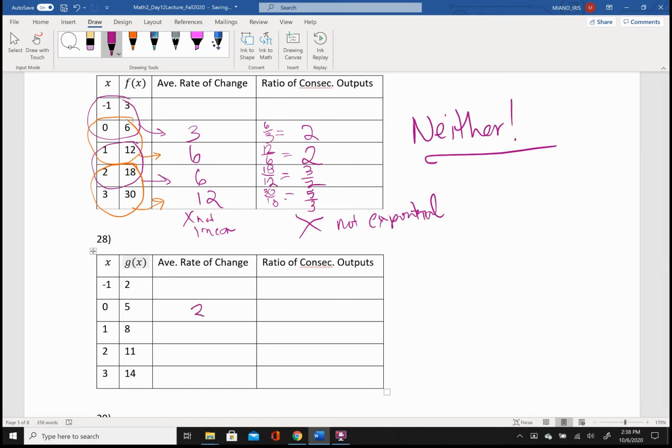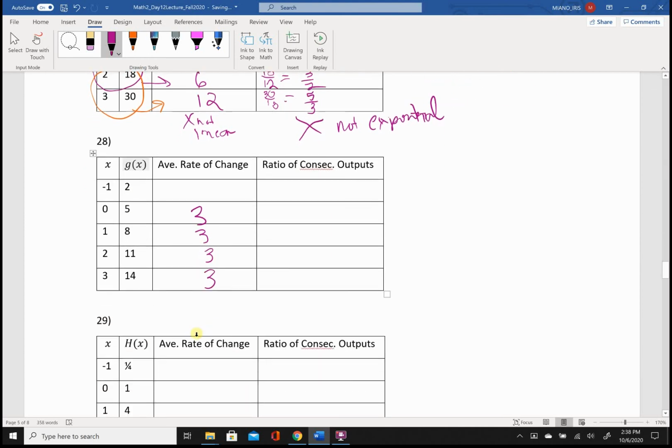So starting here, you'll notice that the average rate of change here is 3. It's 3, 3, and 3. Since the average rate of change is the same for all these consecutive inputs and their corresponding outputs, then we get to say it's linear. Okay, we could actually stop there.